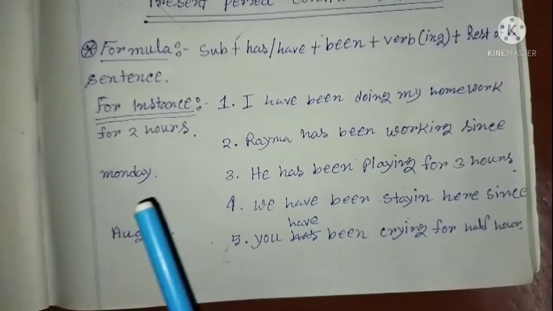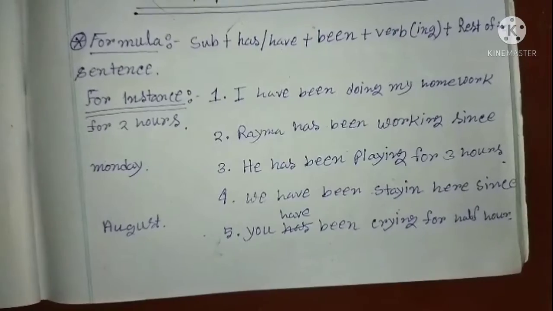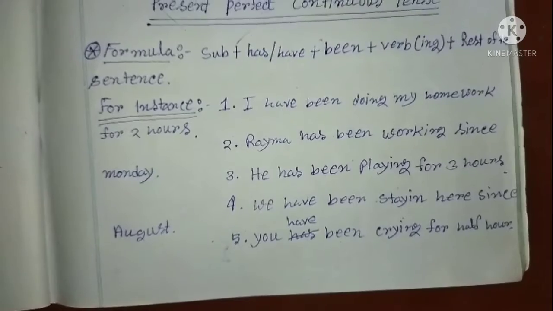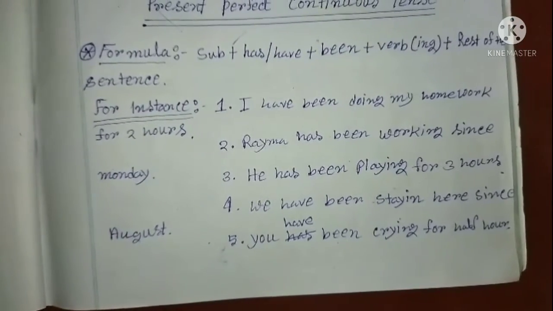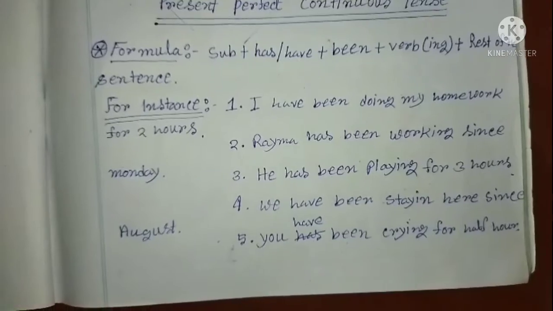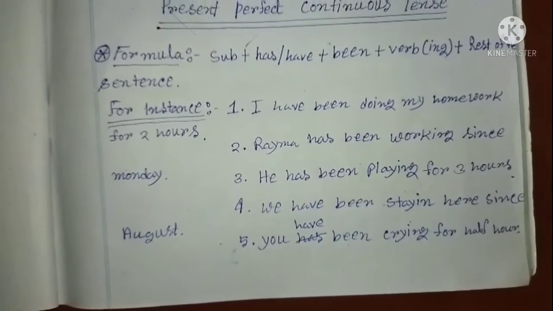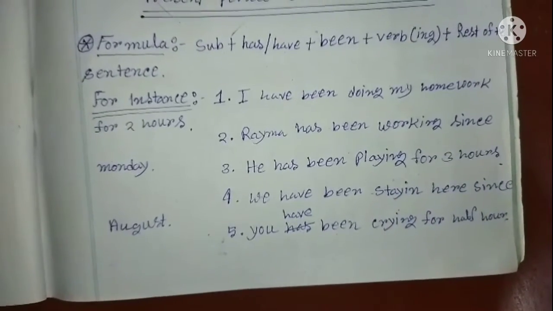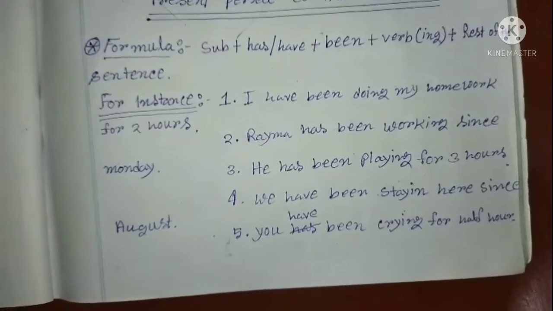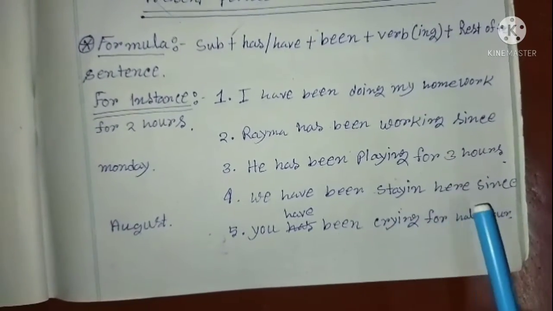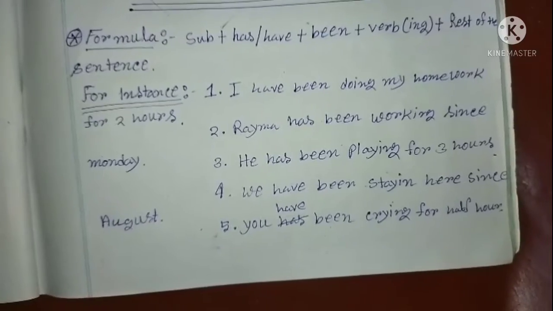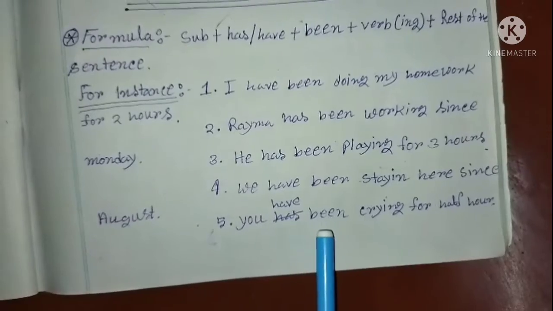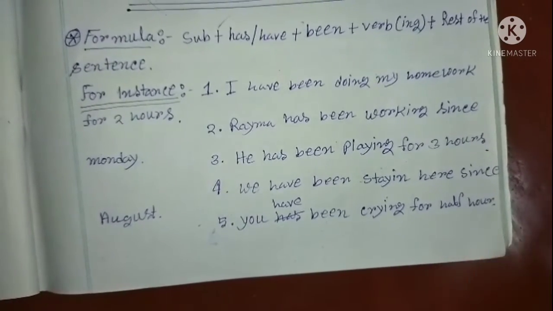Then number 2. Raima has been working since Monday. Here Raima is third person singular number. For that I use has. Has been working since Monday. Here no numbers are mentioned. That's why I use since. Number 3. He has been playing for 3 hours. And number 4 is we have been staying here since August. And number 5 is you have been crying for half an hour.